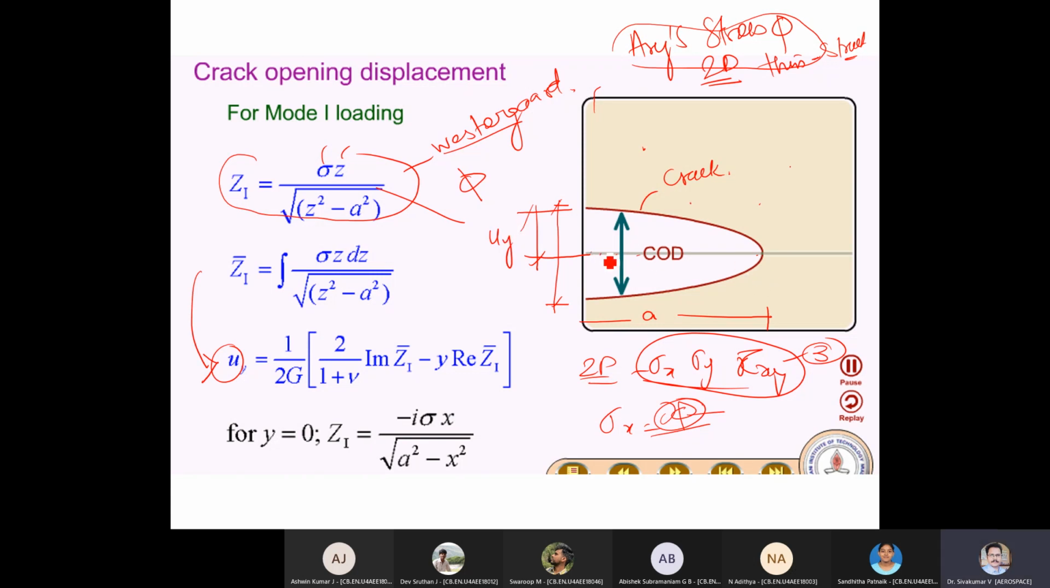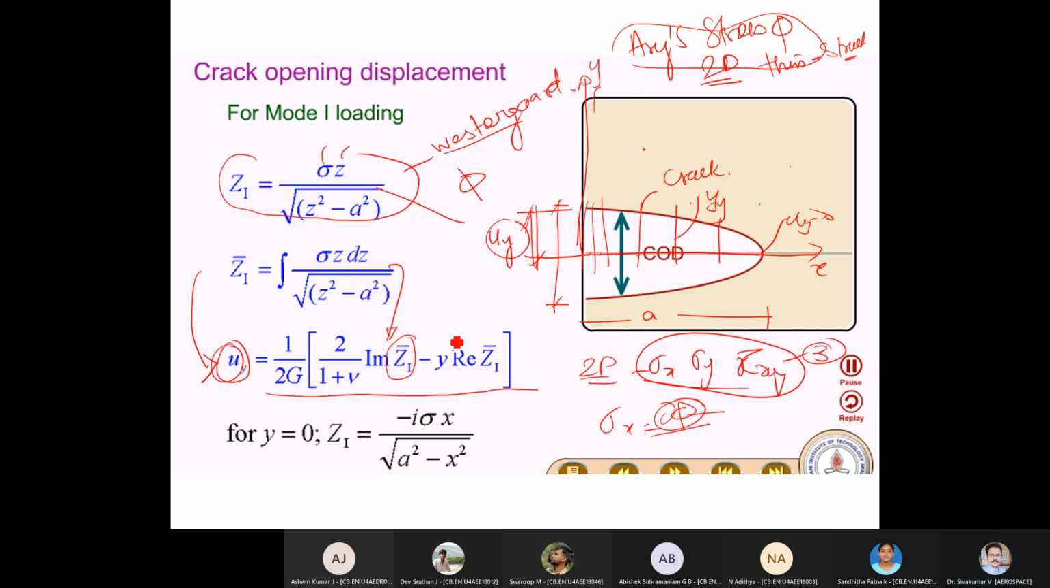This is the x-axis, this is the y-axis. So uy means displacement in y at any point you can take. Once you solve this, you will get the uy. To solve this one, what do you need? I want the imaginary part of this one, and I want the real part of this one.